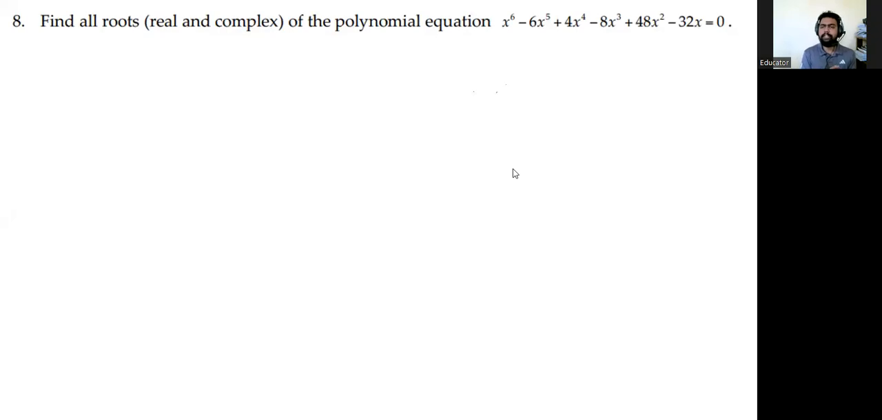Hello everyone. Today we are going to deal with this question. So how to solve this equation? Here, if you see, they're asking to find all the roots. There would be 6 roots that may be real or may be complex, depending upon the nature of the answer that we are going to get.